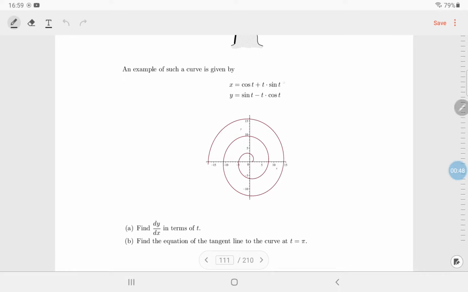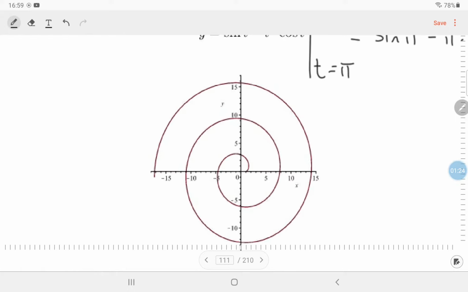So if we evaluate these at t equal to pi, we get cos of pi plus pi sine of pi. Now, sine of pi is 0 and cos of pi is -1. So all that means that this is -1. And then what about this? This is sine of pi, which is 0 minus pi times cos of pi. And you bang that into the calculator and you will get plus pi. So x equal to -1, y equal to pi.